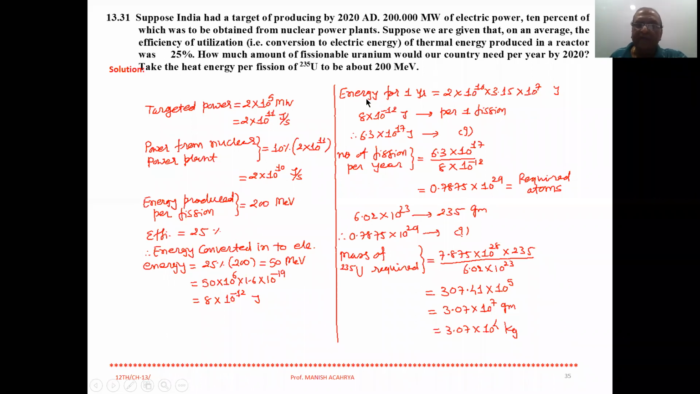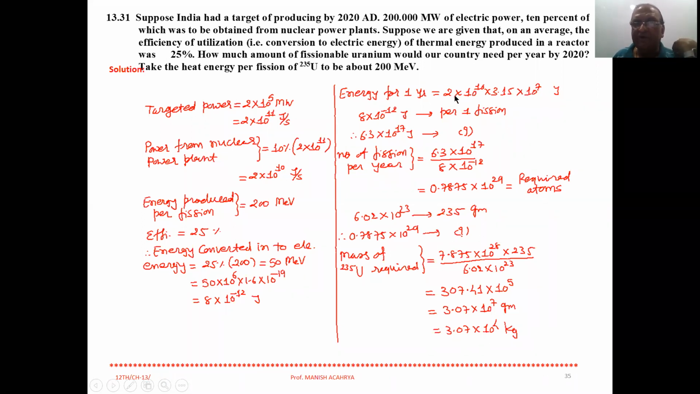Now, energy for 1 year. If we need energy per second of 2 into 10 raised to 10 joule, how much do we need in one year? So the energy for 1 year is 2 into 10 raised to 10 into 3.15 into 10 raised to 7. This much is needed. Now see, 8 into 10 raised to minus 12 joule is obtained per one fission.